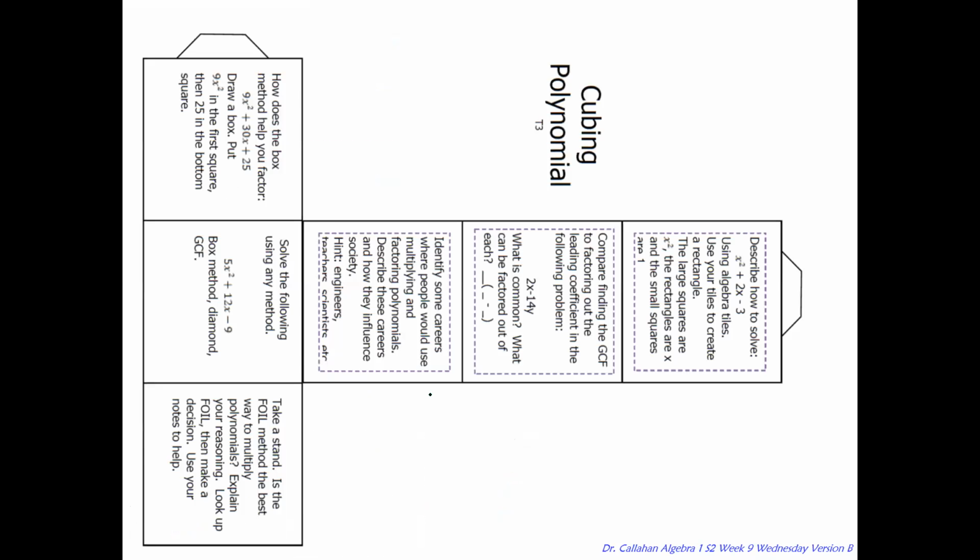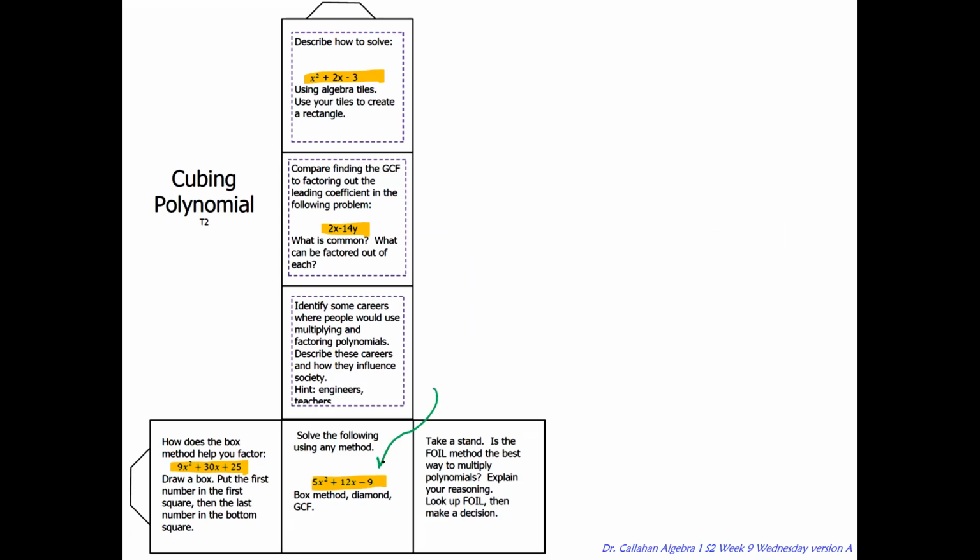Let's go ahead and take a look at this question right here. Solve this using any method. Well, let's just use the method I taught you guys. 5 times negative 9 is negative 45. The middle number is 12. And you're going to use negative numbers to make negative 45. So I could do negative 45, positive 1.